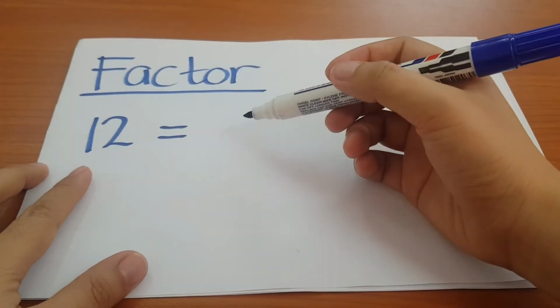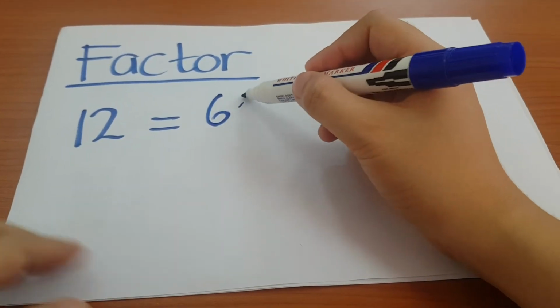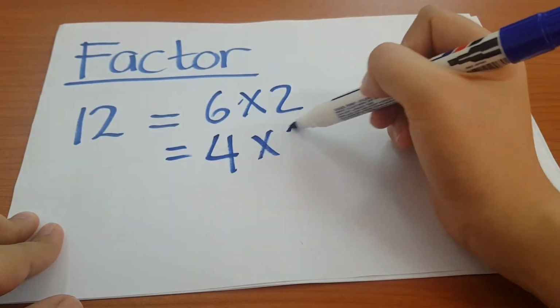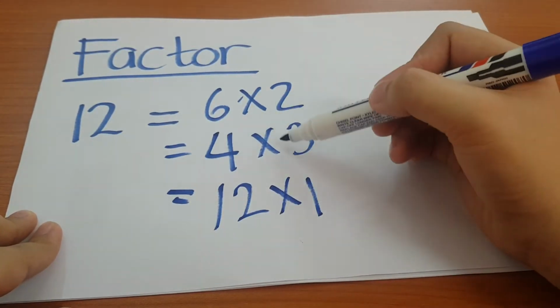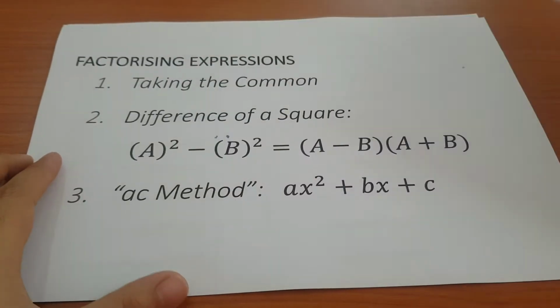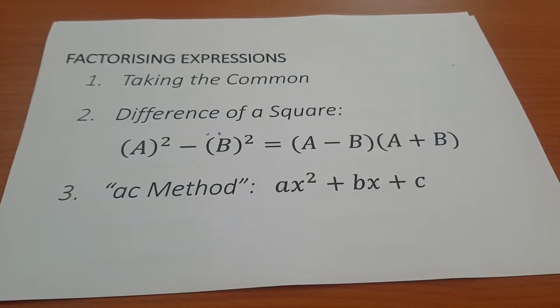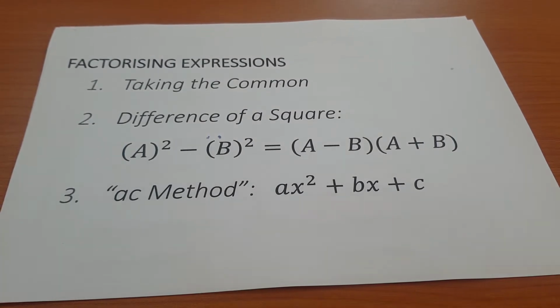In that case, it will be 6 and 2, or you could have 4 and 3, or 12 and 1. So these are factors of 12. Now, if you would like to learn about expressions and how to factor an expression, we have three things here.